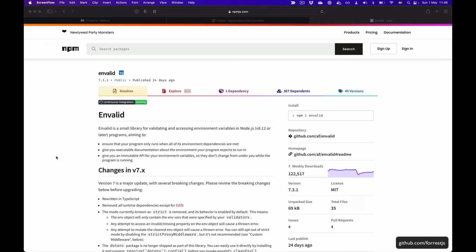Well, that is basically the whole goal of validating an environment, and Valid is one of the possible choices to do that in the Node.js world.